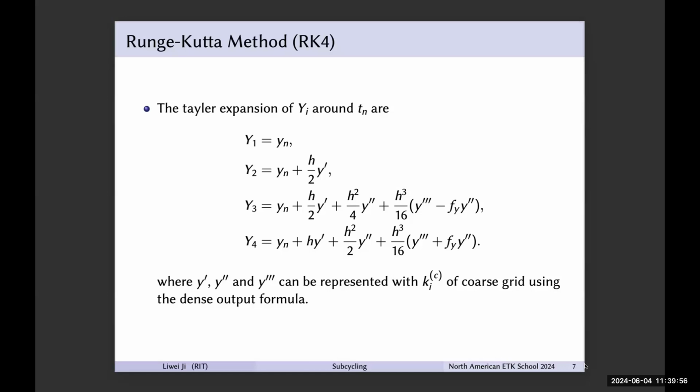So the next question is, how can we provide y prime from the coarse side of the boundary? It turns out that y can be represented from the coarse side using the so-called dense output formula. Next I will talk a little bit about this dense output formula.